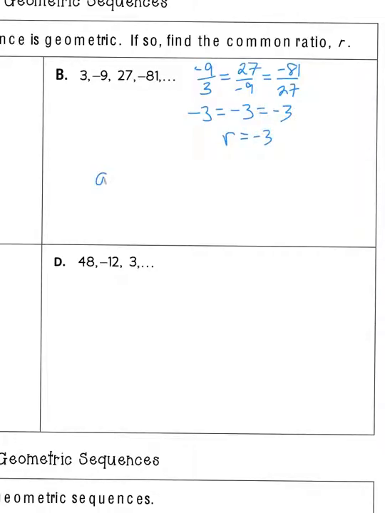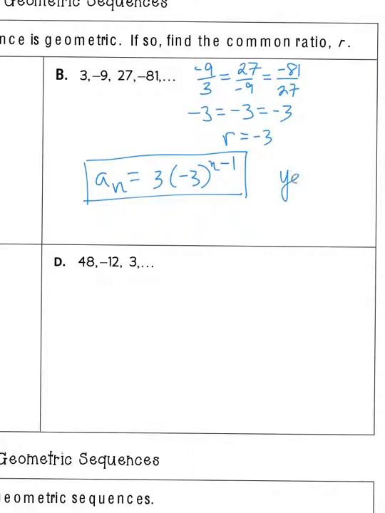So then your explicit rule is your first term is 3. Please, you must put that negative 3 in parentheses. It's an absolute, not a choice in this particular one. There's a difference between the negative 3 in parentheses and not in parentheses. They're just not the same. And then raise the n minus 1. So yes, it is geometric.